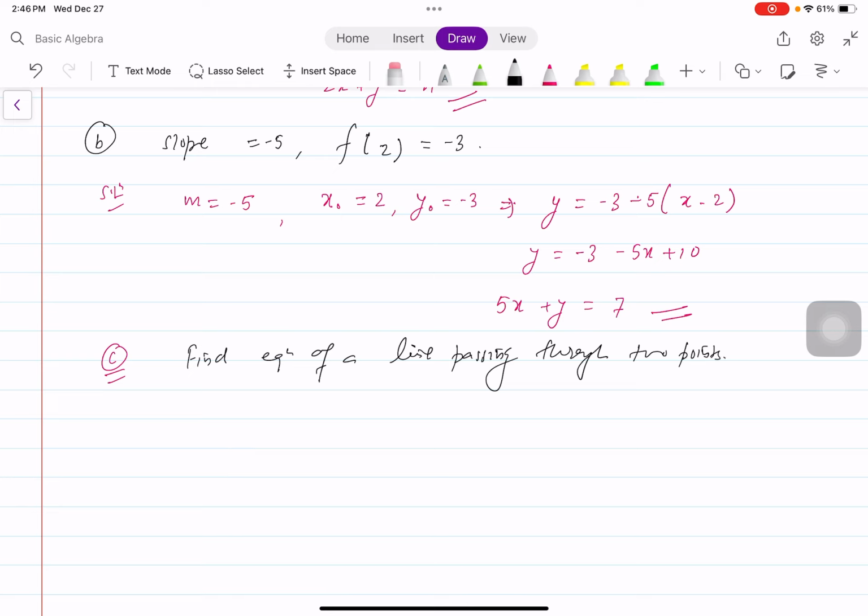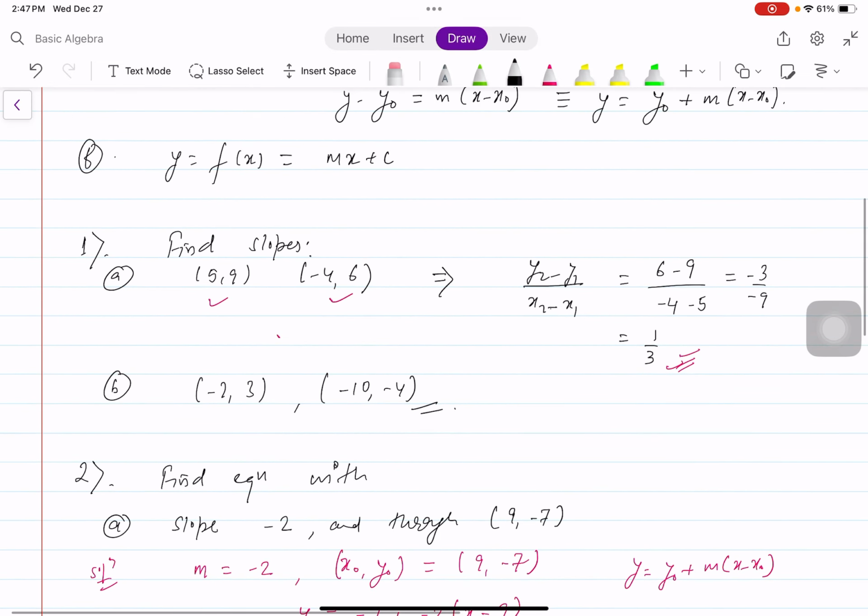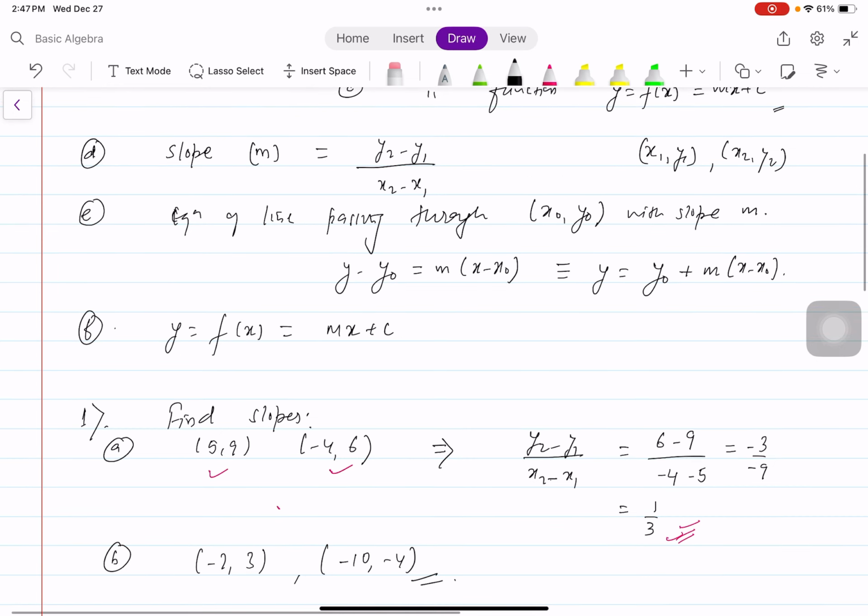Now there is one entirely different formula to find the equation of a line passing through 2 points, but since we know how to find the slope and we know how to find the equation of a line with the point slope form, this formula is called the point slope form. Let me write it here to highlight it. This formula is called the point slope form.